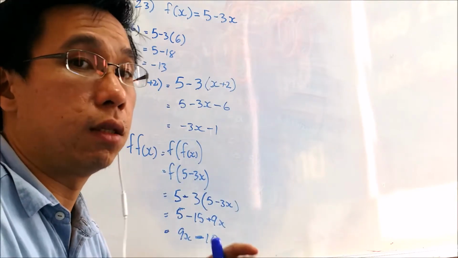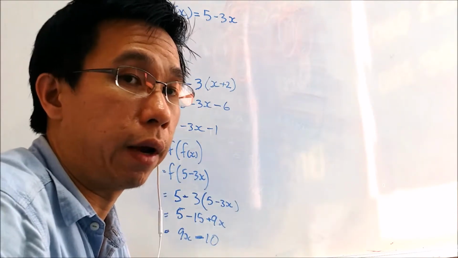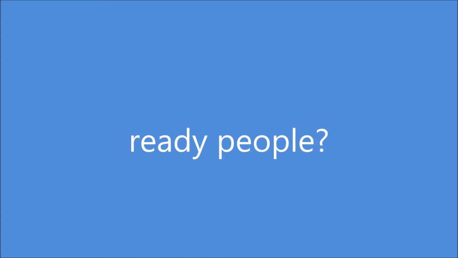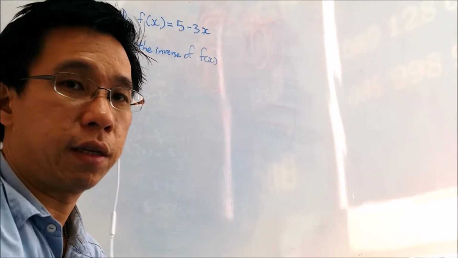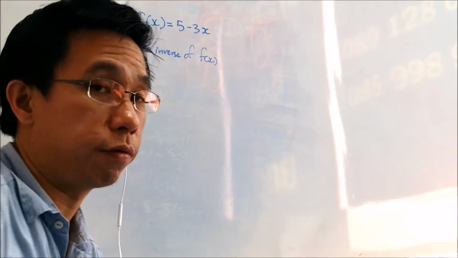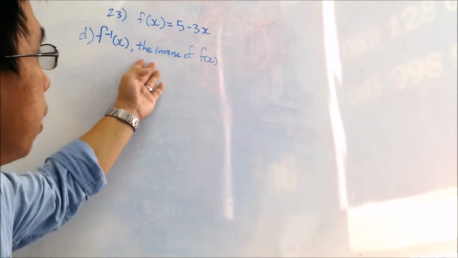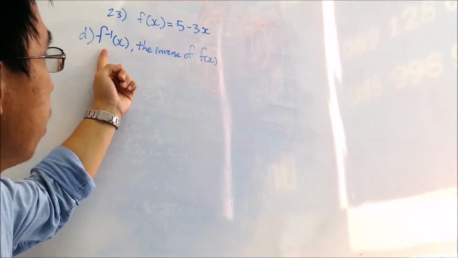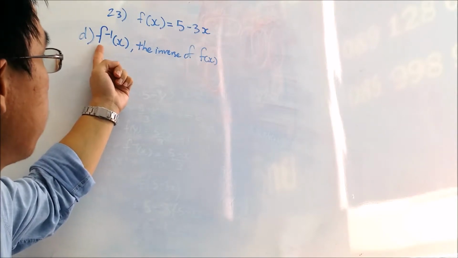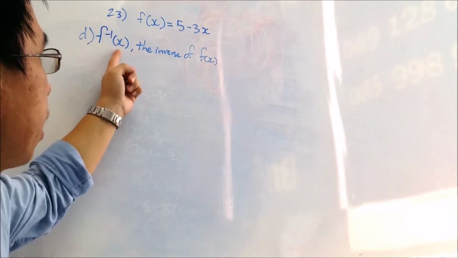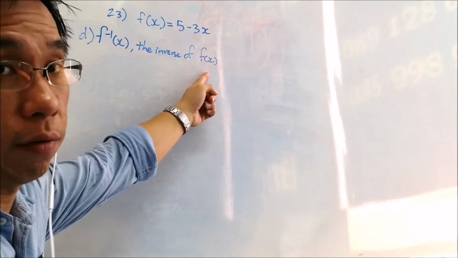Right, let's move on to question D. It's a bit difficult. Let's finish this question with section D. As I say, it's a bit difficult, but let's look at the question here. The question is written as f to the power negative 1 of x, which actually reads as the inverse of f(x).